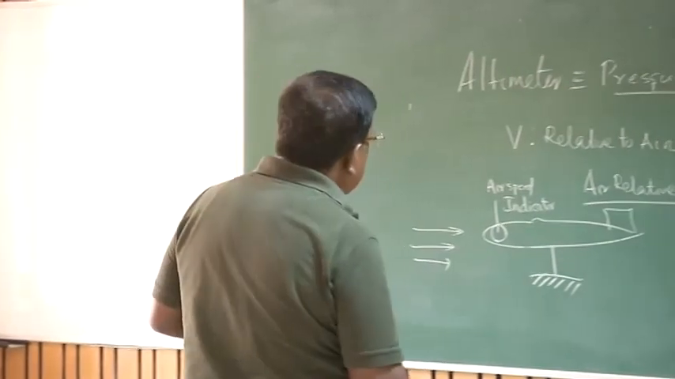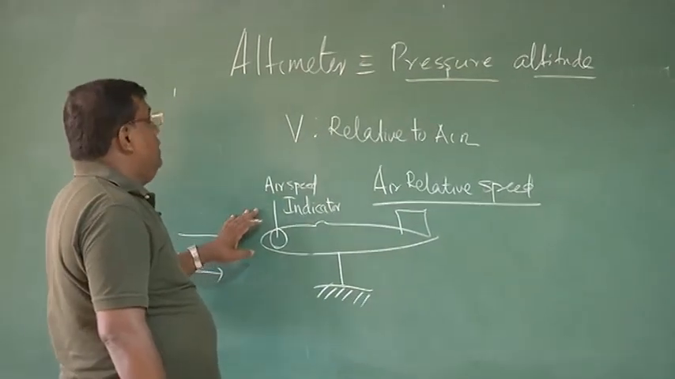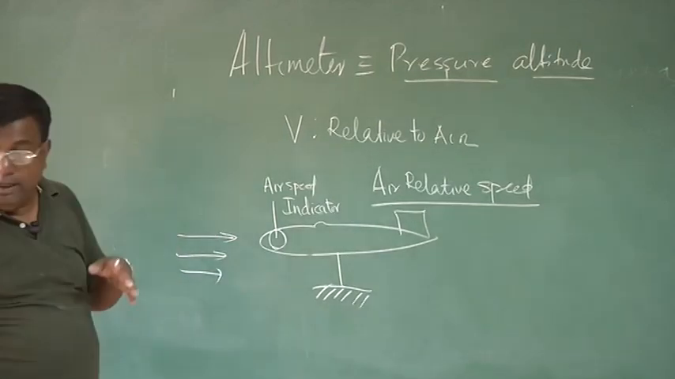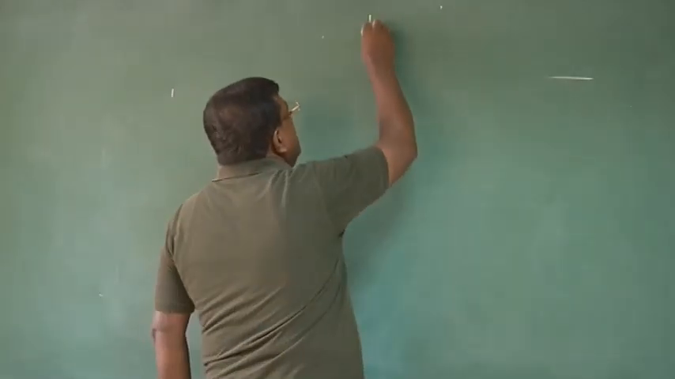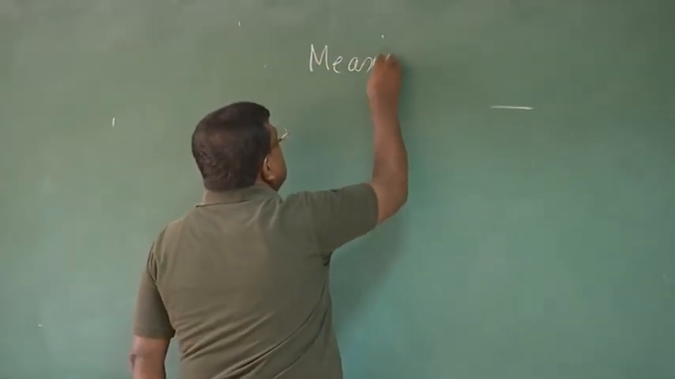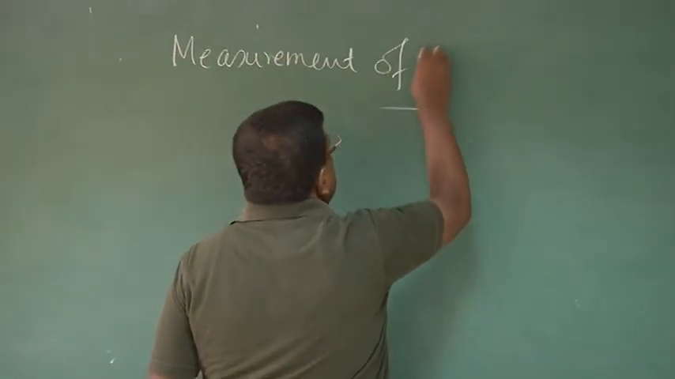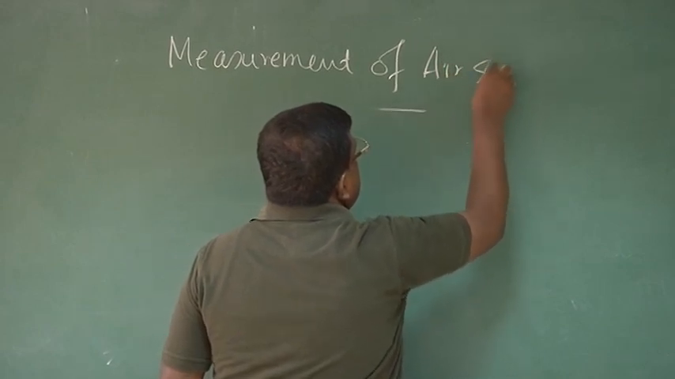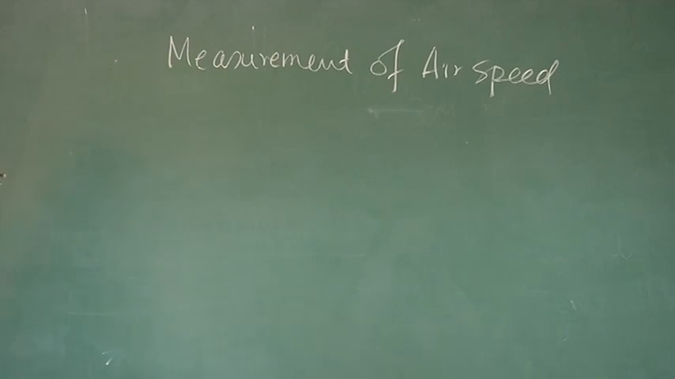So let us understand how airspeed is sensed or measured in an aircraft when it is in motion or when it is on the ground. So I'll give a title, measurement of air speed. When I say airspeed, keep at the back of your mind, for flying we are interested in the air relative speed of the airplane.